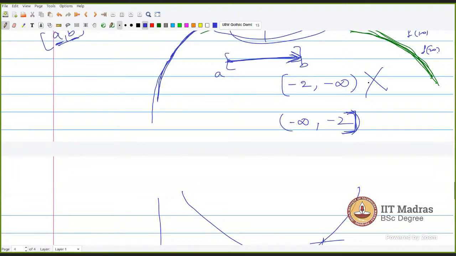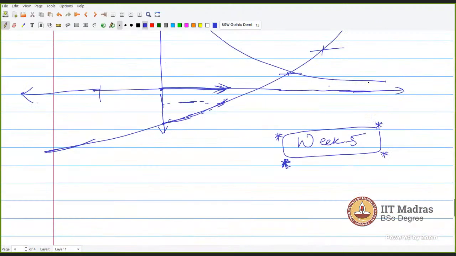I will come to you. Before that, odd function and even function come in detail in week 5. Don't worry about that one particular question. It may have been misplaced. As of now, don't worry about what an odd function and an even function are. We will discuss that in week 5.